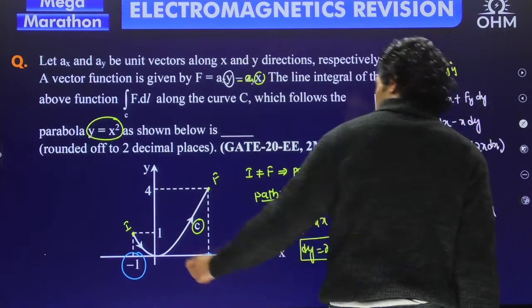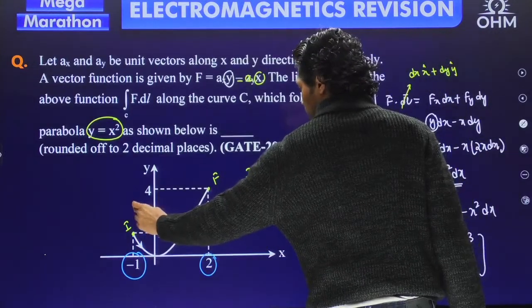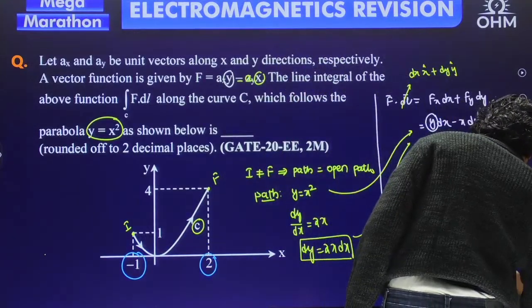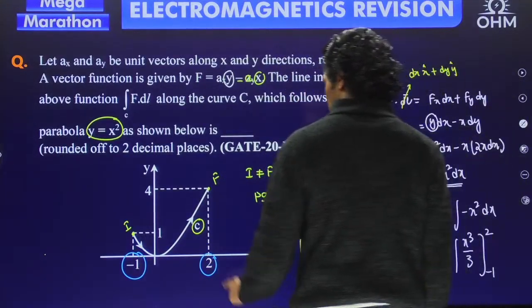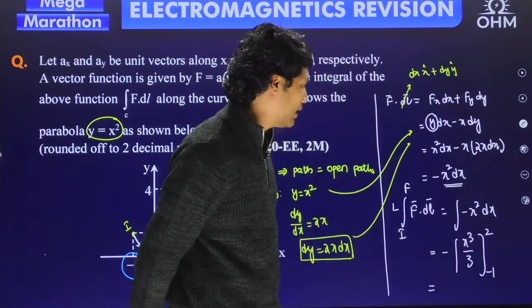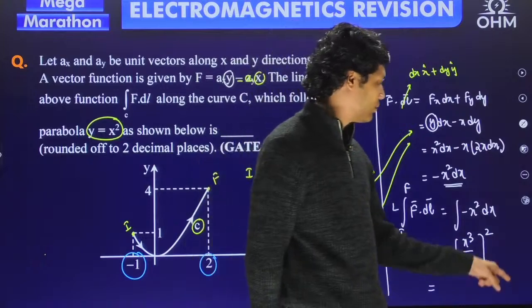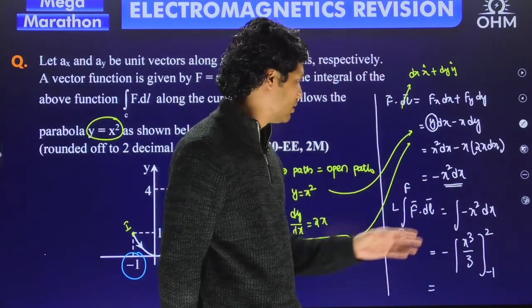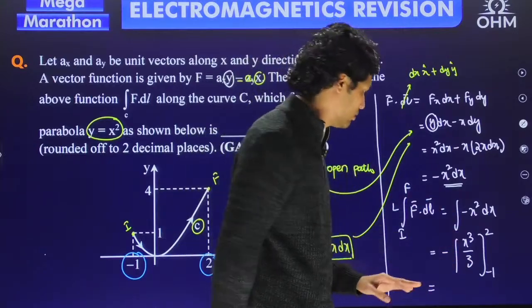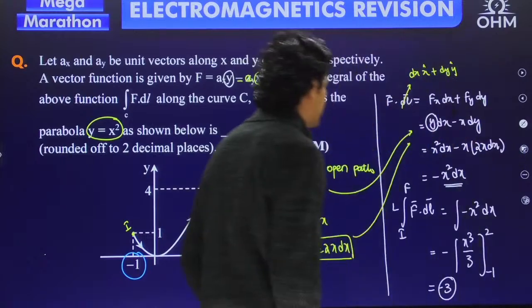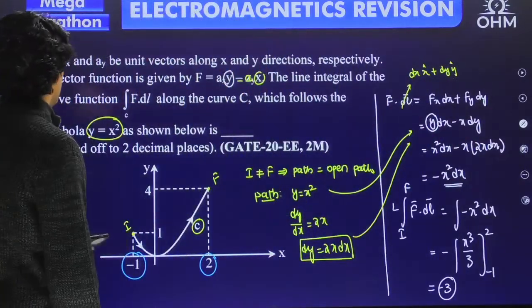Limits. The initial point, the path starts at I. At I, x value is nothing but -1, and final point is nothing but 2. And when you substitute the limits, what do we get? 2 cube is nothing but 8, and -1 whole cube is -1. 8 minus of -1 is 9. 9 by 3 is 3. So we have the result of integration as nothing but -3. Okay. So this is what we have here.